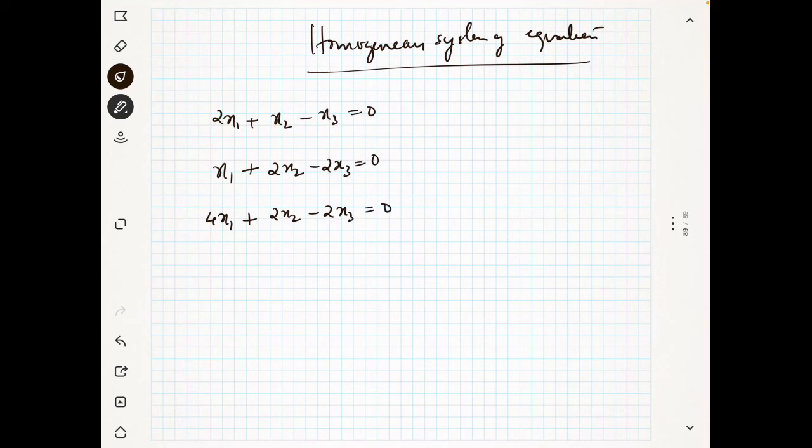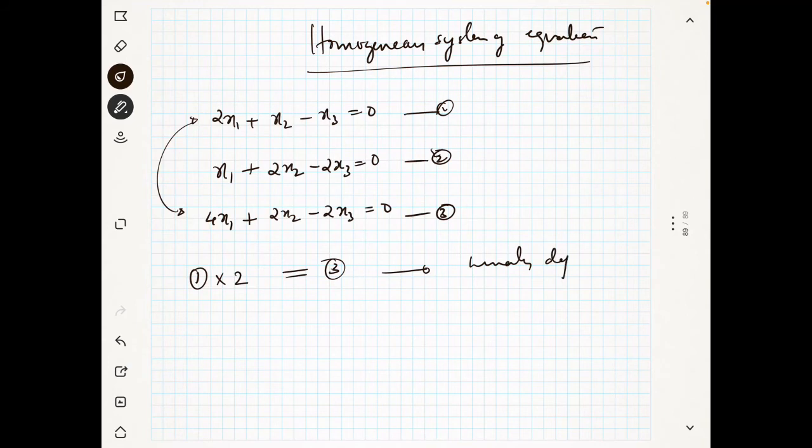So basically you can see by observation itself that if you multiply equation number 1 with 2, then you will get equation number 3, right? That means it is linearly dependent. So we will see by reducing into the form.